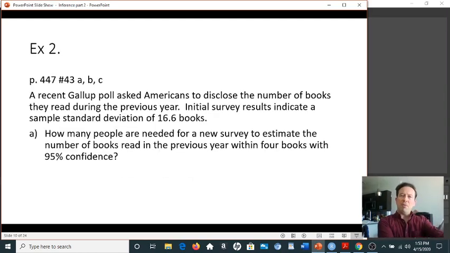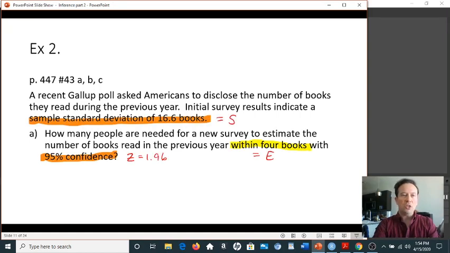All right, so this is the example that is also part 2 of your NTS and Lab 7. So we have here a recent Gallup poll asked Americans to disclose the number of books they read during the previous year. Initial survey results indicate a sample standard deviation of 16.6 books. How many people are needed for a new survey to estimate the number of books read in the previous year within 4 books with 95% confidence? Okay, I would highlight some things that we know from this information so far.